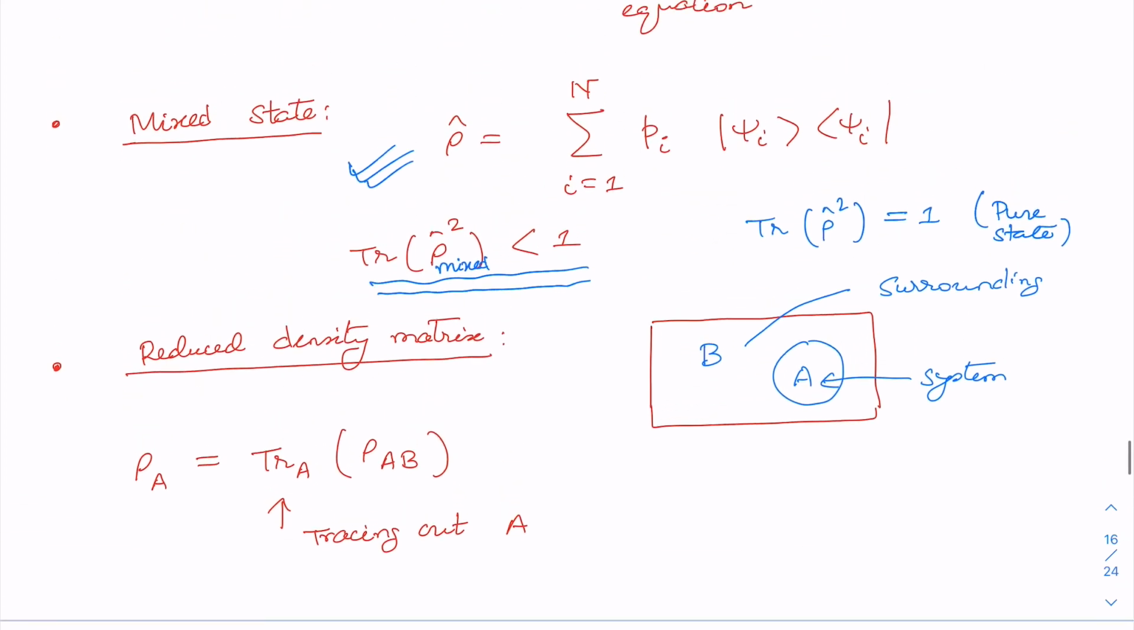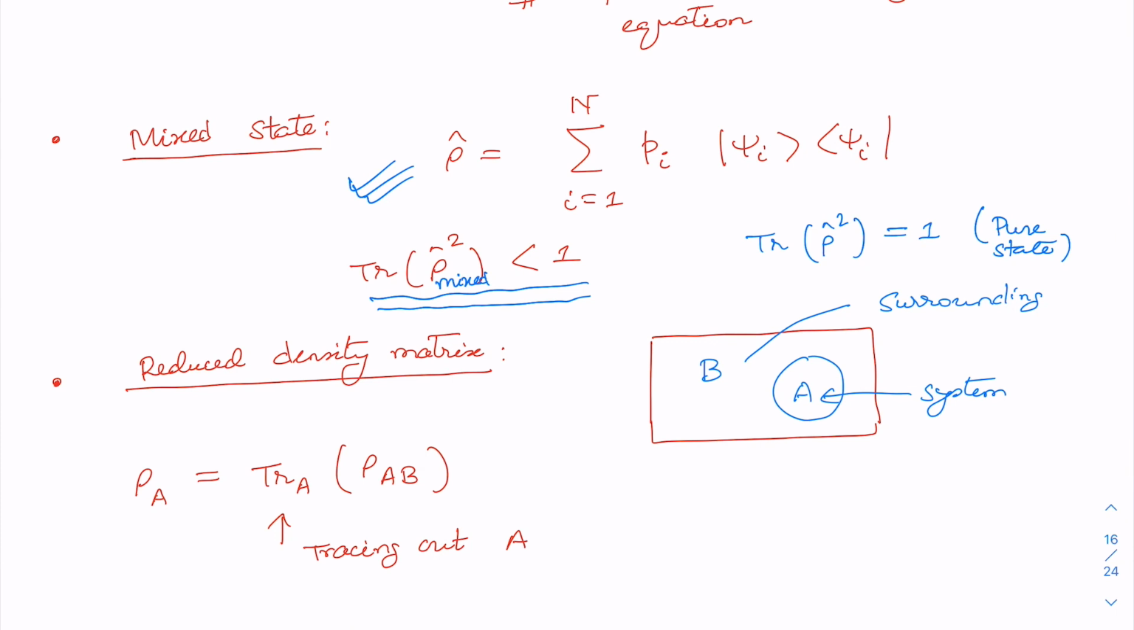And then we discussed the reduced density matrix. If we are interested only in the system, not in the surroundings, then we can always trace out the surroundings by taking the partial trace of the whole density matrix of the system plus the surroundings, and then we can focus only on the system by writing the density operator for the system.